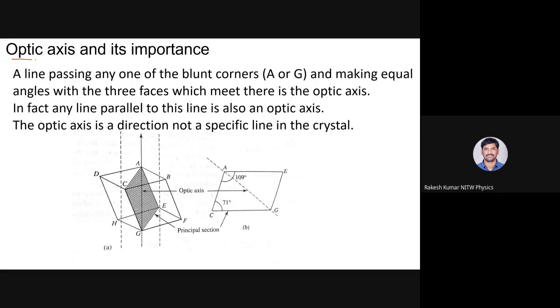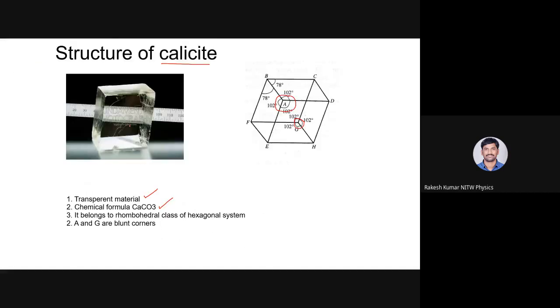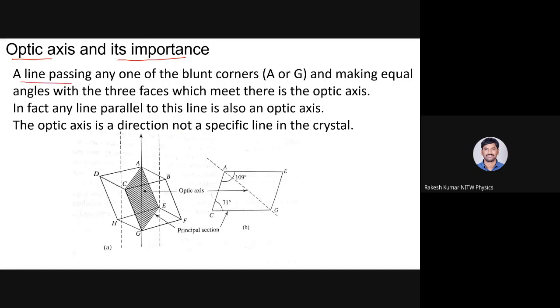The next topic is the optic axis, and it's important. Please listen. If you remember your calcite crystal symmetry, this is your symmetry. Now we are going to define an optic axis. Any line passing through any one of the blunt corners, that means here A and G are blunt corners, making equal angles with the three faces, here, here, and here. So three angles, with the three faces, which means there is an optic axis.